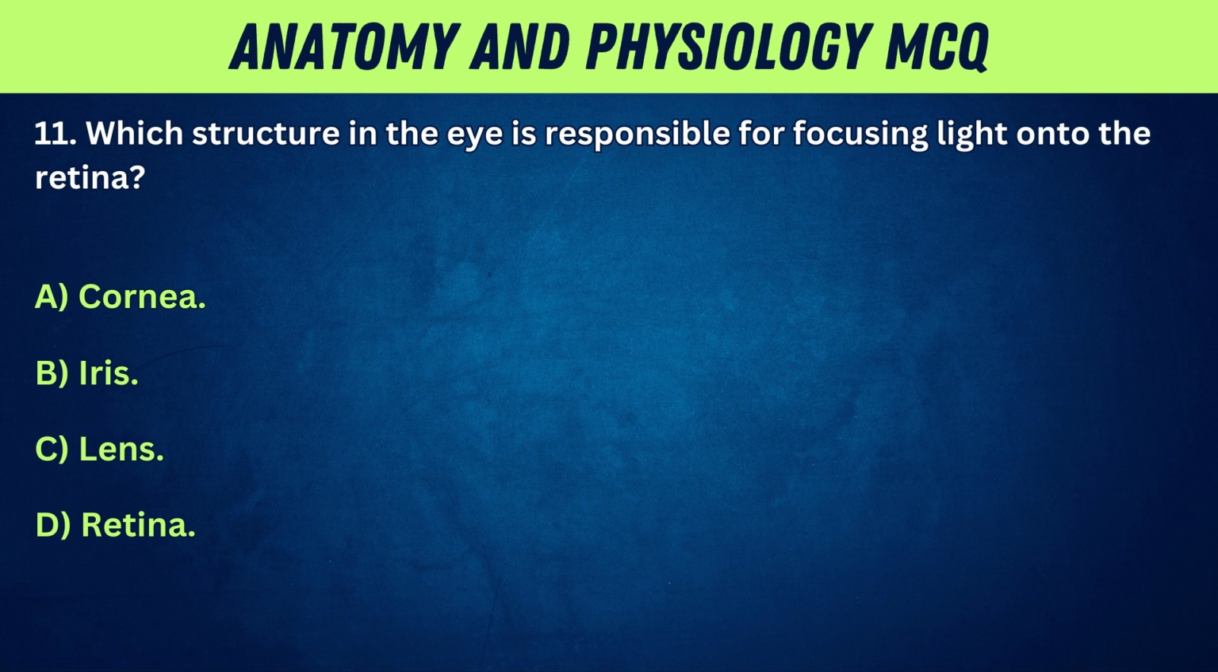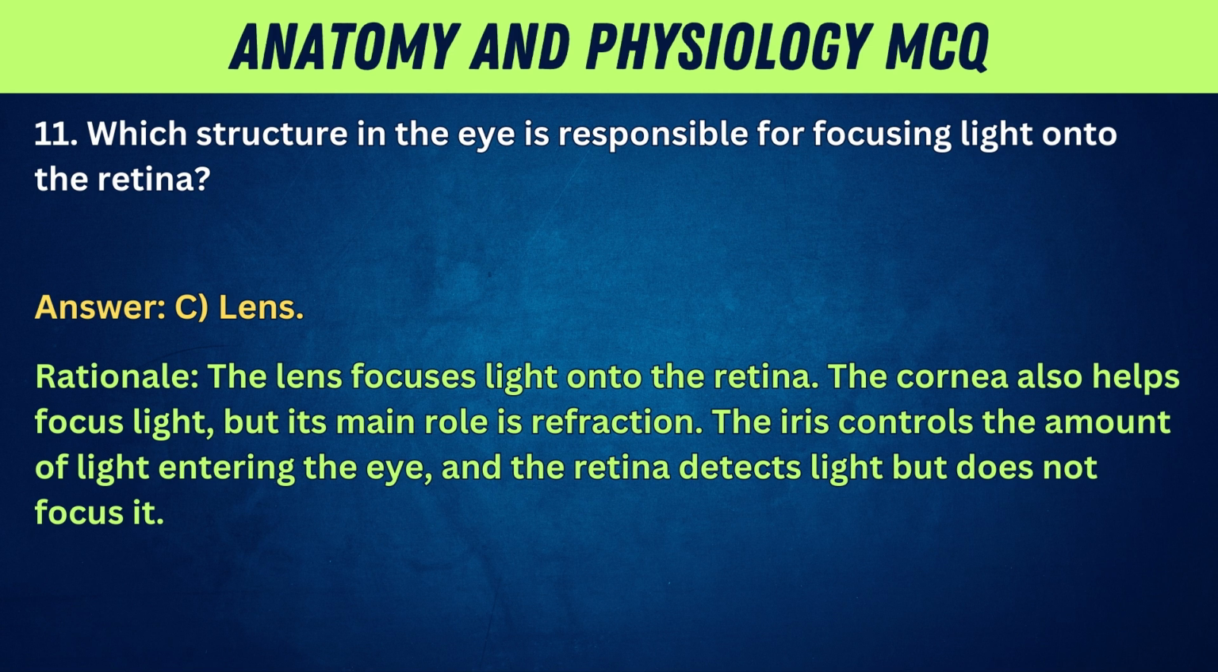11. Which structure in the eye is responsible for focusing light onto the retina? A. Cornea. B. Iris. C. Lens. D. Retina. Answer: C. Lens. Rationale: the lens focuses light onto the retina. The cornea also helps focus light, but its main role is refraction. The iris controls the amount of light entering the eye, and the retina detects light, but does not focus it.